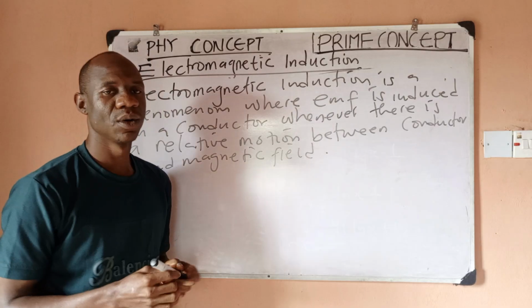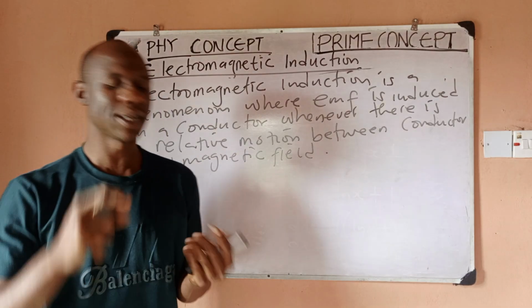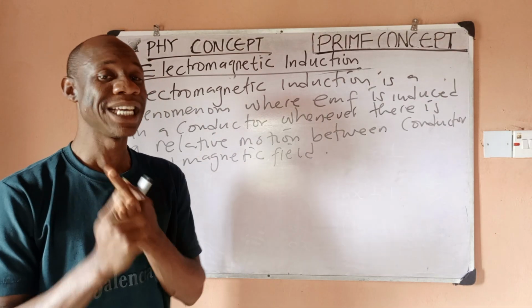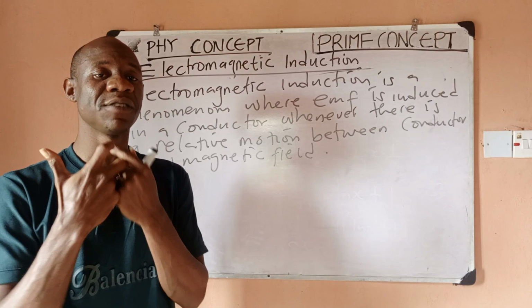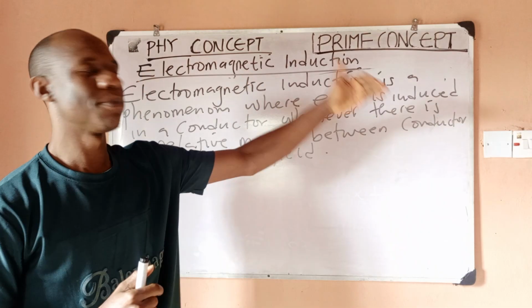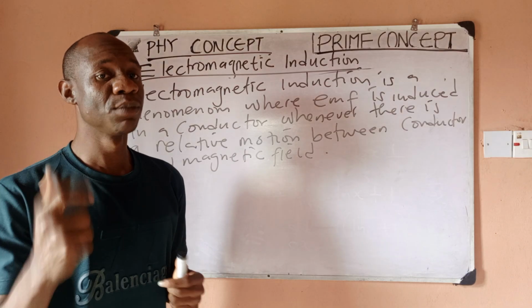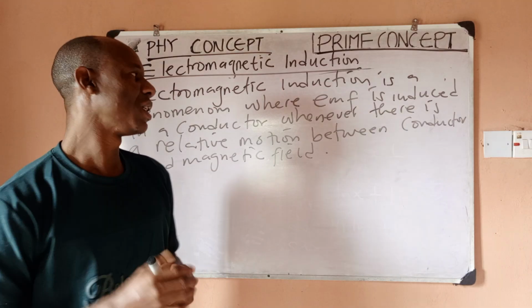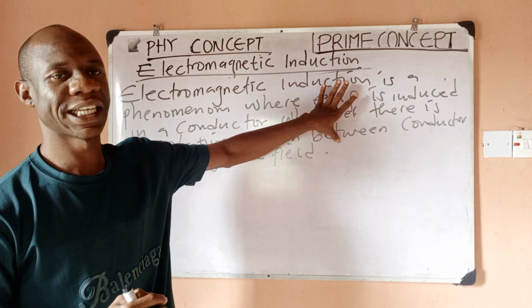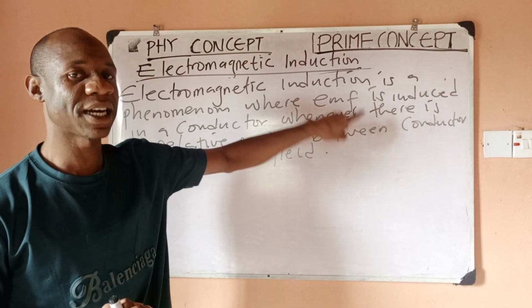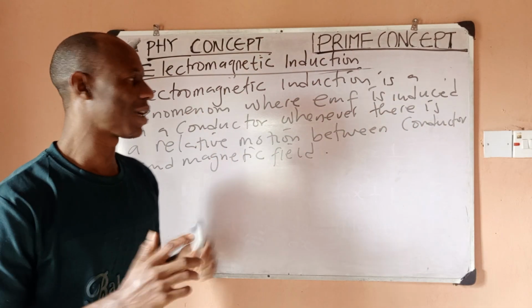So this is what we know as electromagnetic induction: you would always induce EMF whenever there is a relative motion between a magnetic field and the conductor. It tells you that there must be motion so that EMF would be induced. This is a broad explanation which incorporates Faraday's law. So that is the next thing we want to explain.